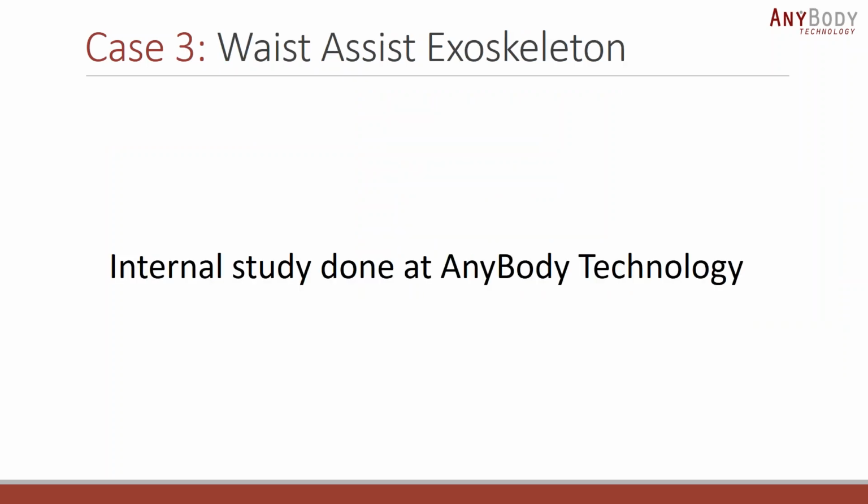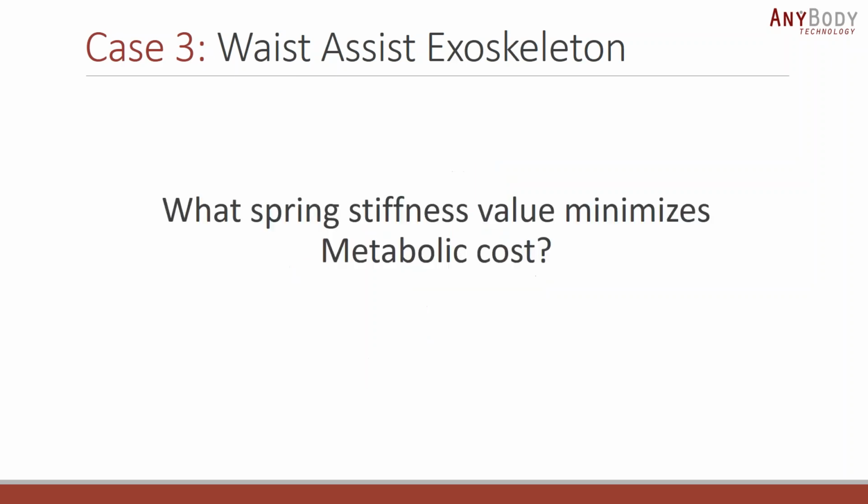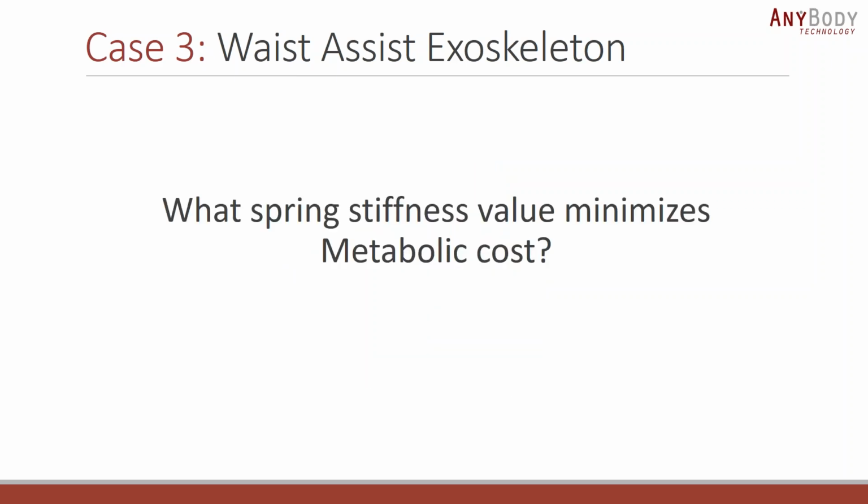So now we move on to the third case, which was an internal study done here at Anybody Technology. And the goal of this study was to design this very simple waist assist device. So this was a passive device that used a spring to assist in the same stoop lifting tasks that we saw in case 2. And the main question we were trying to answer is what is the ideal spring stiffness value over here, which minimizes the metabolic cost of the lifting task.